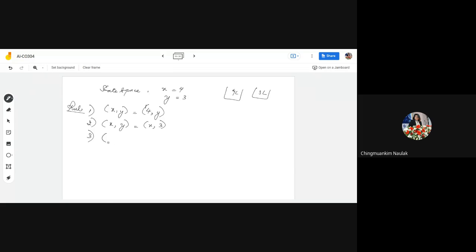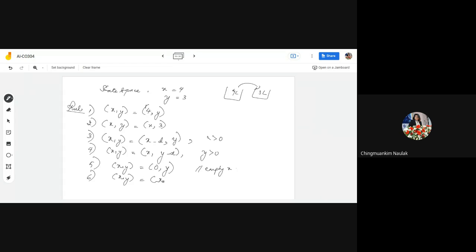So the third rule is when you are to move the amount of water from the x jar to the y jar. Then how will you do it? That would be x minus d comma y, where x is greater than 0, and the fourth rule is x comma y, x comma y plus d when y is greater than 0. The fifth point is x comma y, 0 comma y. This is when you empty x. And sixth is when you empty y, it would be 0 in place of y.